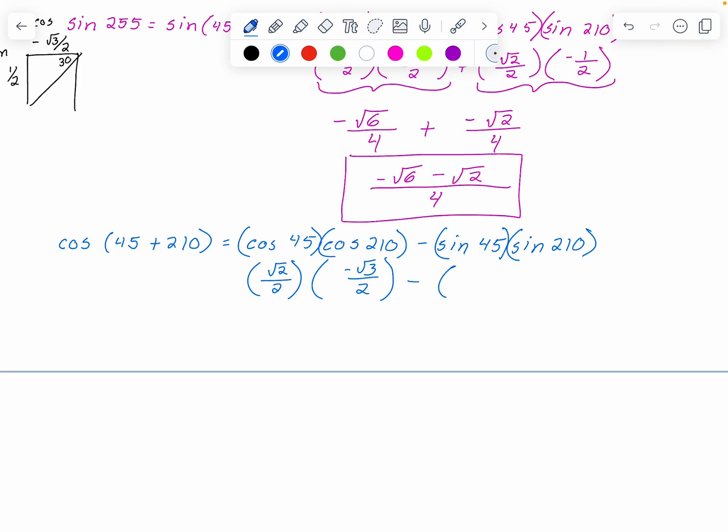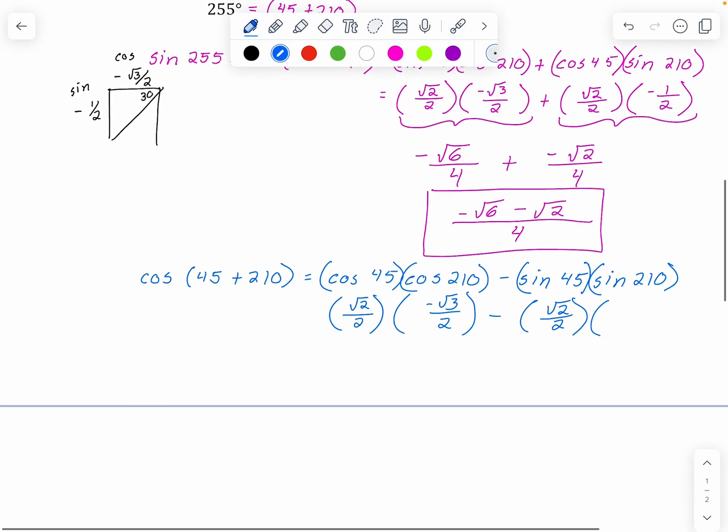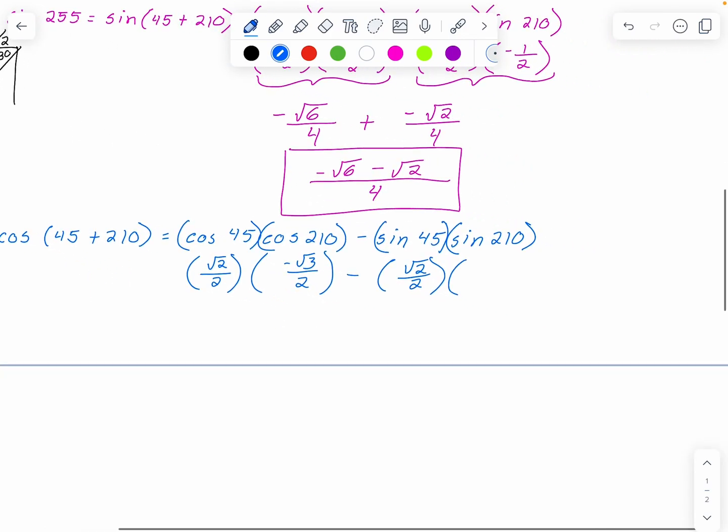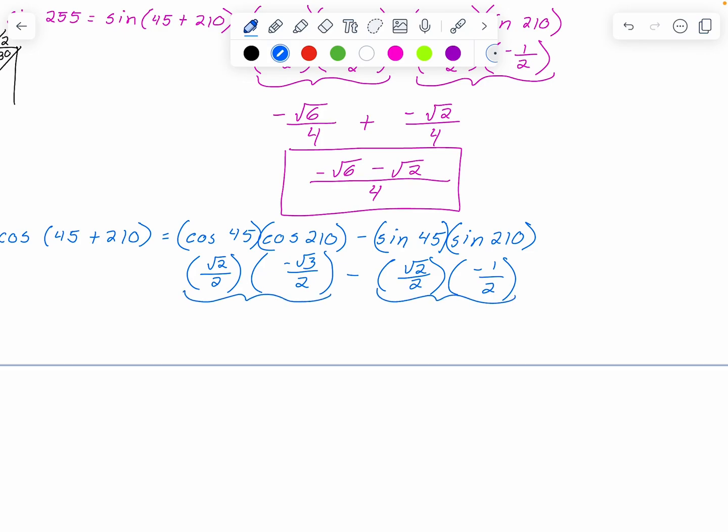Then we have minus. We've got sine of 45, so that's going to be square root of 2 over 2. And then we have sine of 210, which according to our triangle is negative 1/2. So then, when we multiply, we know that both of these products are going to be over 4. So we could go ahead and make our life a little bit simpler and say, okay, this is going to become one fraction over 4.